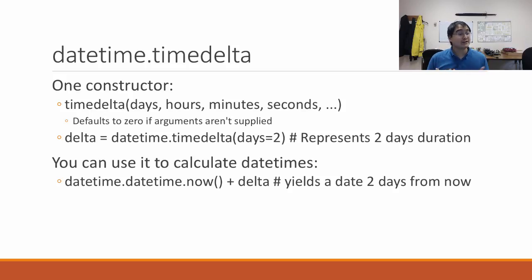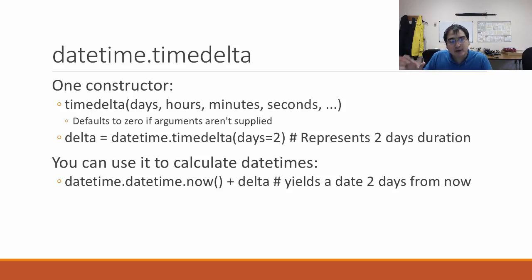And now we can actually do math, right? So if I want to say, hey, what is the moment 2 days from now? It'll be datetime.datetime.now. That represents a datetime that represents now. And a delta of 2 days, which we did before, and this would give us a new datetime object that represents a time 2 days from now.